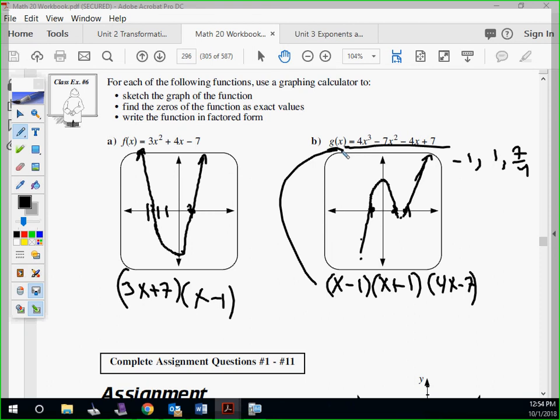Okay. So the zeros, I told you guys this. I said the zeros are negative 1, 1, and 7/4. So what are the factors? Well, if negative 1's a 0, then x plus 1's a factor. If 1's a 0, then x minus 1's a factor. If 7/4's a zero, then take the 7, divide by the 4, so 4x minus 7's a factor. And then these 3 multiplied get you the beginning if you did that. Does that make sense? Okay.